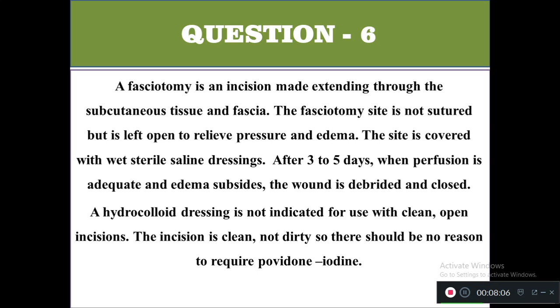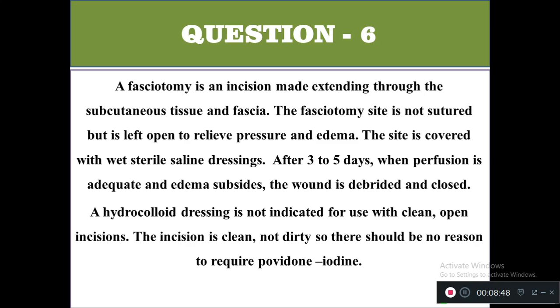The site is covered with wet sterile saline dressings. After 3 to 5 days, when perfusion is adequate and edema subsides, the wound is debrided and closed. A hydrocolloid dressing is not indicated for use with clean open incisions. The incision is clean, not dirty, so there should be no reason for using povidone iodine. Also, the use of povidone iodine may cause irritation to the injured area.